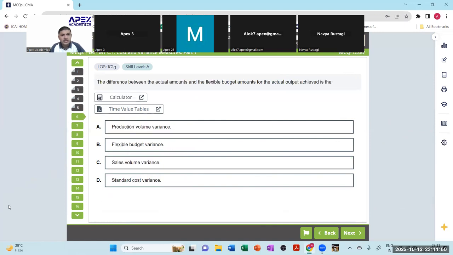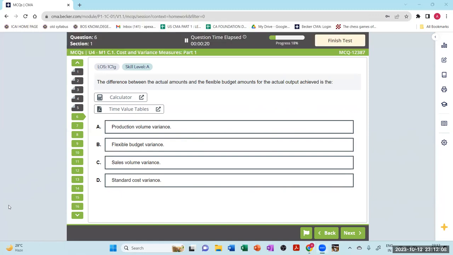Number 26. The difference between actual amounts and flexible budget amounts for the actual output is what? Come on, try to answer. What are they asking you? They're asking you the difference between actual amounts and flexible budgeted amounts for the actual output achieved is what?